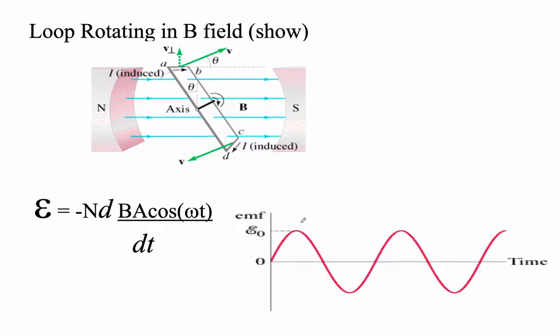And so the output is sinusoidal, and the amplitude there is NBA times omega, right? So the faster you spin it, the higher this is. The bigger that area is, the stronger the magnetic field, the more windings you have, all of those create a higher EMF, okay?